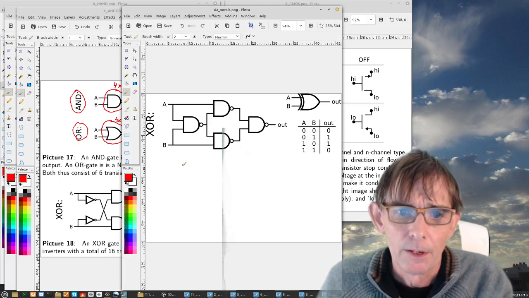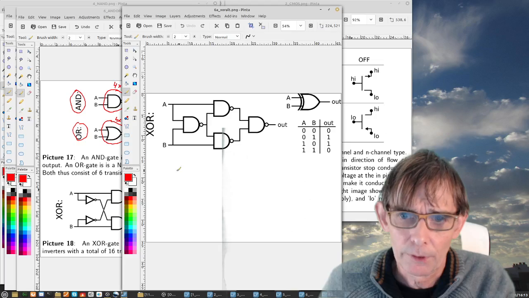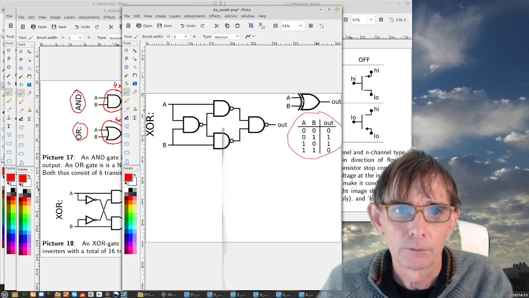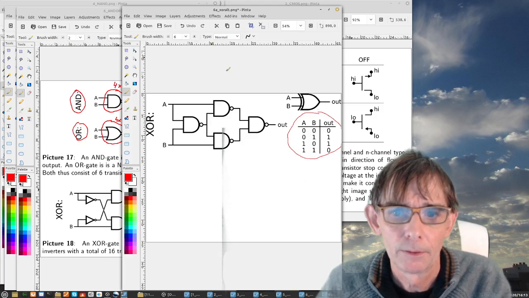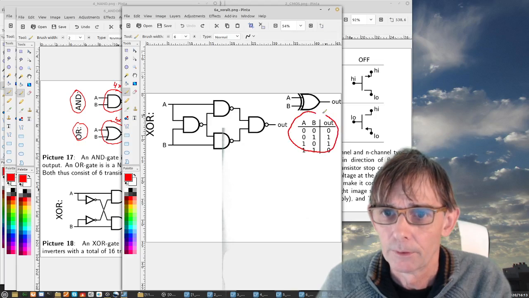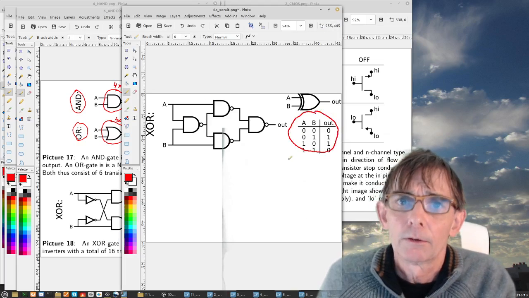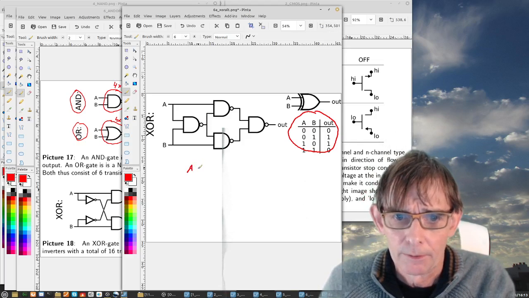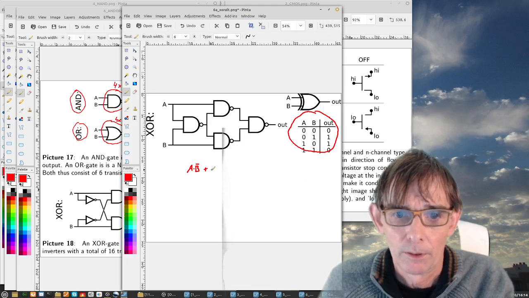Let's see this one. Remember, how did we make an XOR gate? It had this truth table. This truth table is this one. So what are we going to do? Sum of products. That was A and not B, or not A and B.